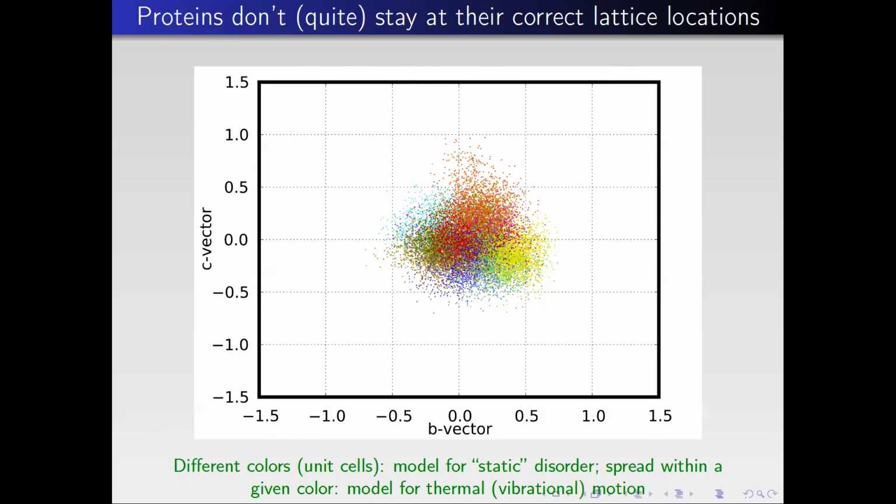And the average of the yellow is out here, and the average of the blue is over here, and the average of the red is over here. And those don't really change very much as the simulation goes along. That's kind of like a static disorder. The lattice has become a little bit modified from an ideal lattice, and different unit cells are actually sitting, even on average, at different spots around that lattice.